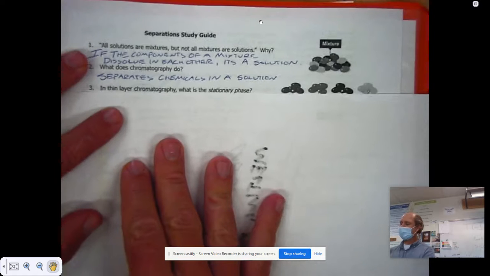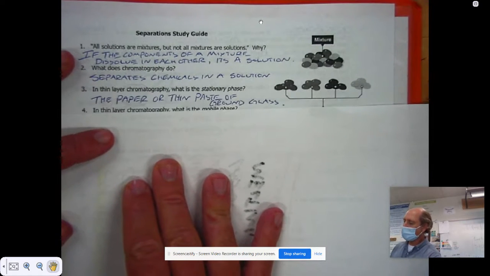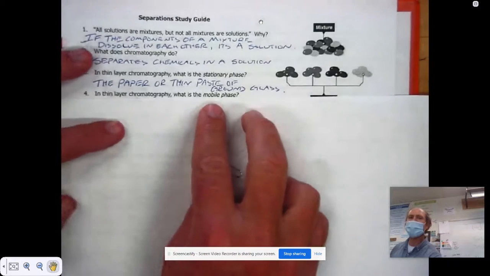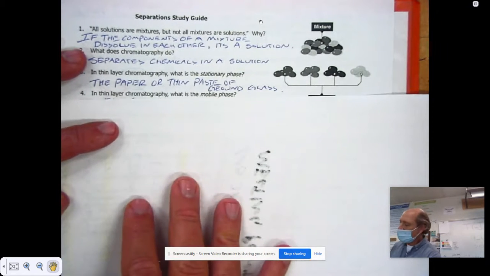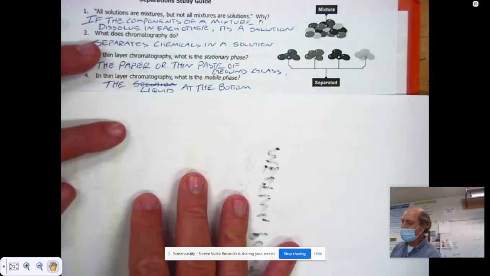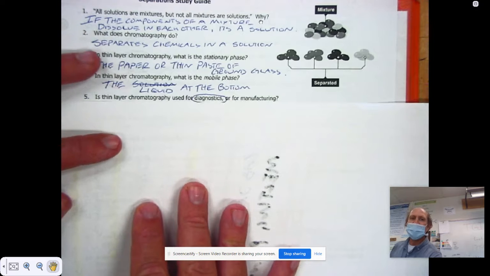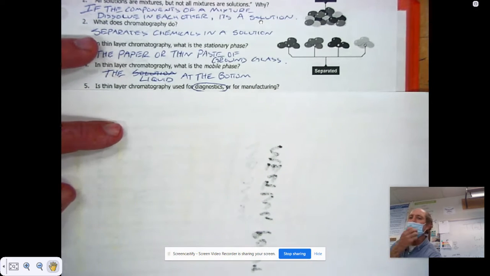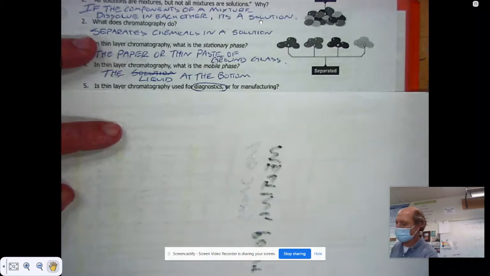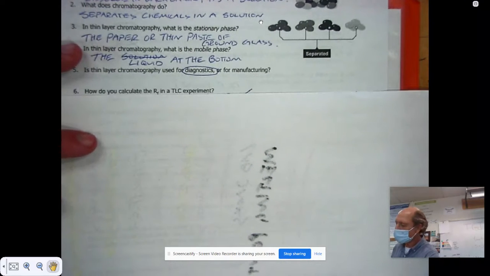In thin layer chromatography, the stationary phase is the strip of paper or the thin paste of ground up glass that you paint onto a piece of plastic. The mobile phase is the puddle of liquid that's at the bottom of the container that creeps up the stationary phase. Thin layer chromatography is used for diagnostics. You don't get enough stuff separated in order to use it for manufacturing. You'd have to use column chromatography for manufacturing.